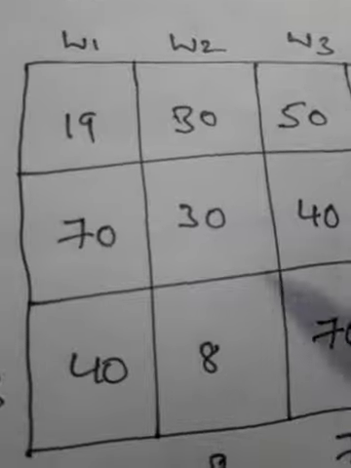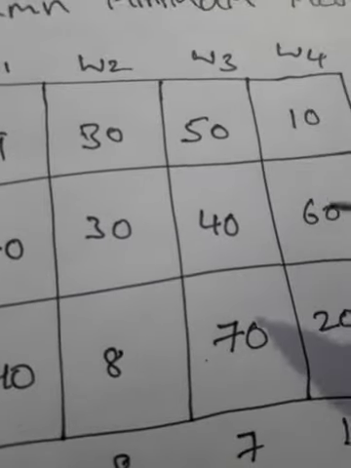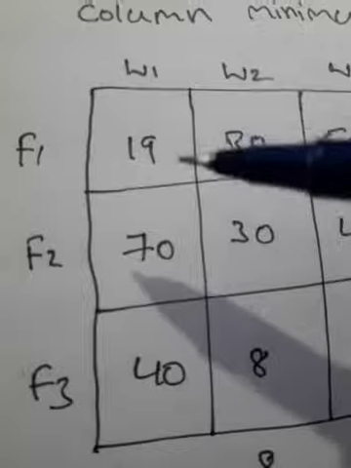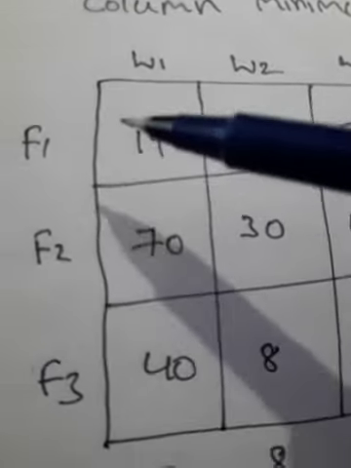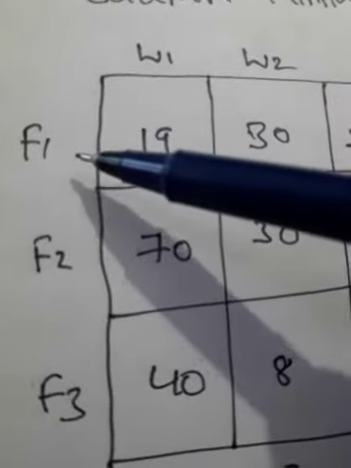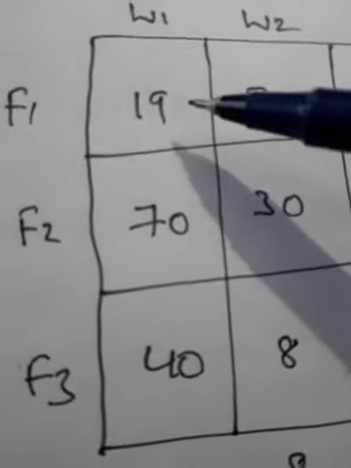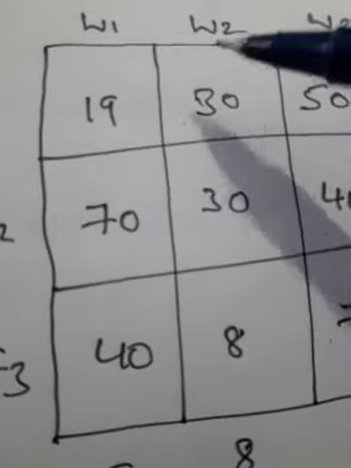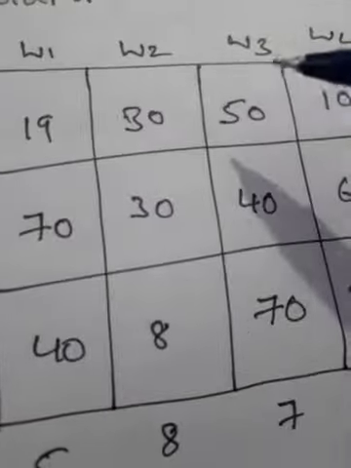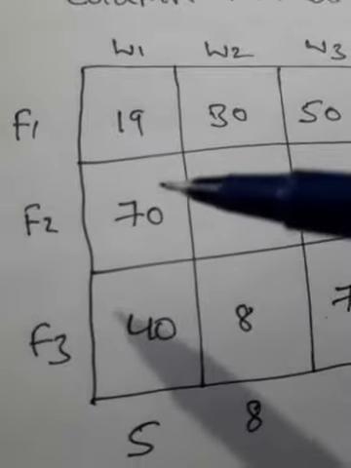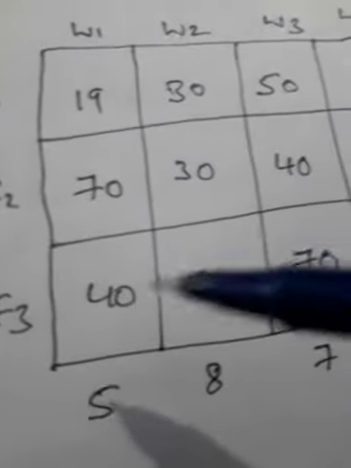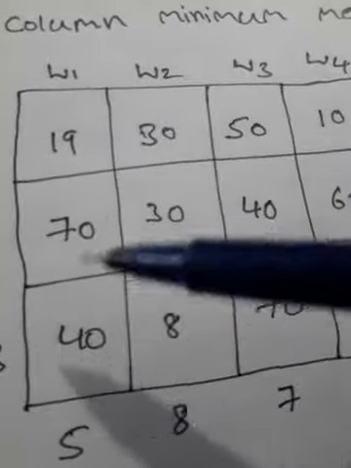And these things, once again I will tell you: 19, 70, 40, 30, 38, 50, 40, 70, 10, 60, 20. These represent the cost, Cij. What is that cost? If you want to supply one unit of product from factory 1 to warehouse 1, it costs 19 rupees. In the same way, factory 1 to warehouse 2 costs 30 rupees, factory 1 to warehouse 3 costs 50, and factory 1 to warehouse 4 costs 10 rupees. And so on, the same way for factory 2 and factory 3 with respect to the warehouses. This represents the cost.